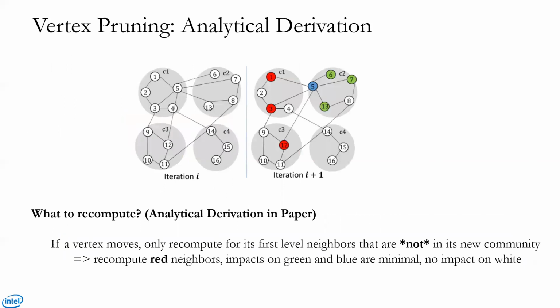So what to recompute? If a vertex moves, recomputing its first level neighbors that are not in the new community should be good enough, and we can skip all other neighbors of that vertex. So for example, in this figure, if vertex 5 moves from community C1 to C2, we need to recompute the red vertices and we can skip other vertices.